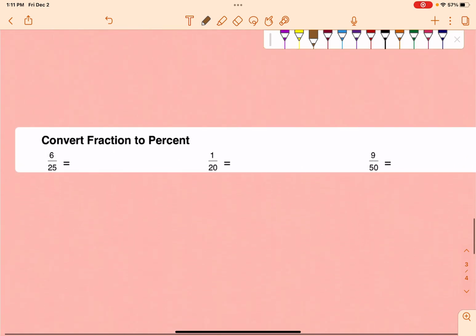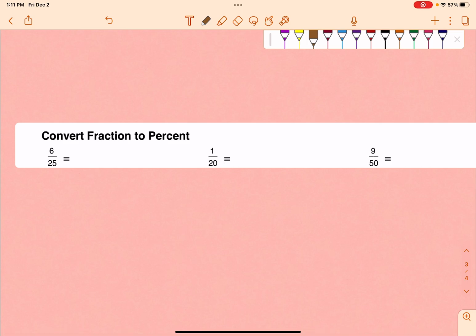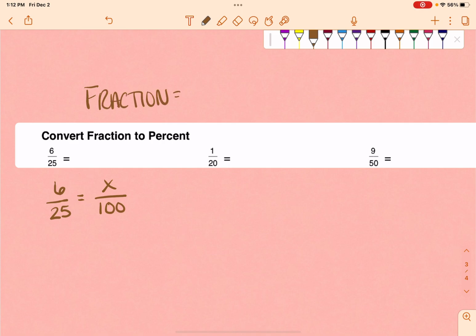Okay, one last piece is converting our fractions to percents. This is where we're going to use a little bit of what we had with our proportions. So you always start out with your fraction that you have, set it equal to, and you're always going to put 100 here and an x here. So every single time you set these up, this is going to be there every time. So it's always whatever your fraction is equals x over 100.